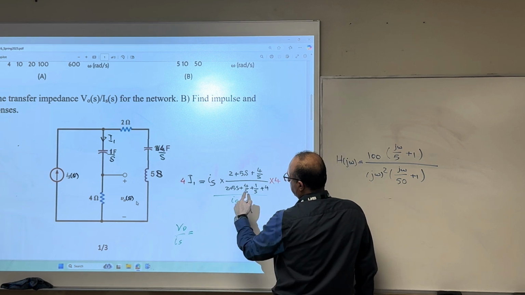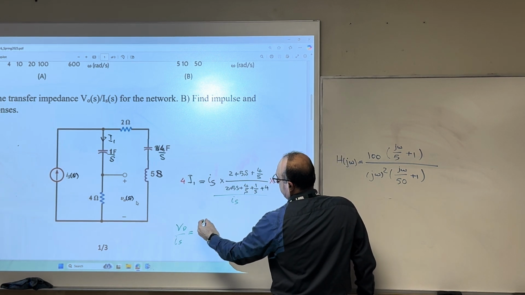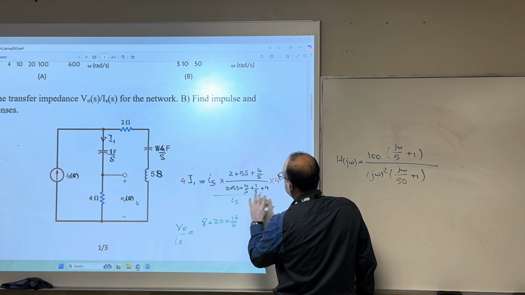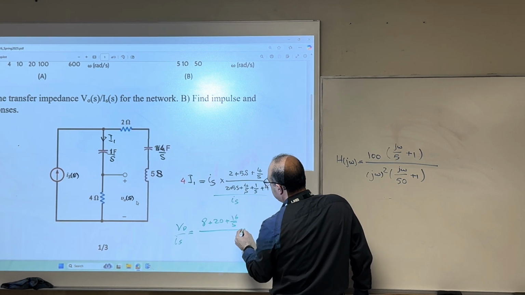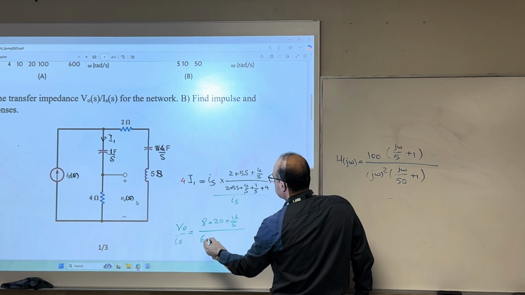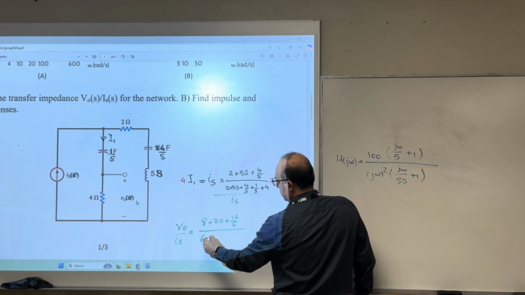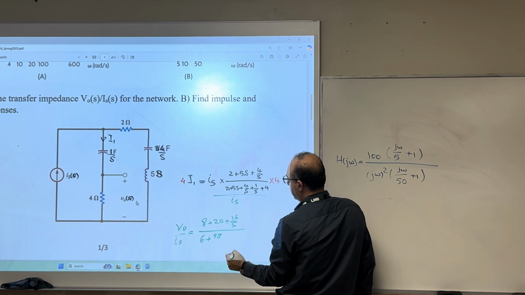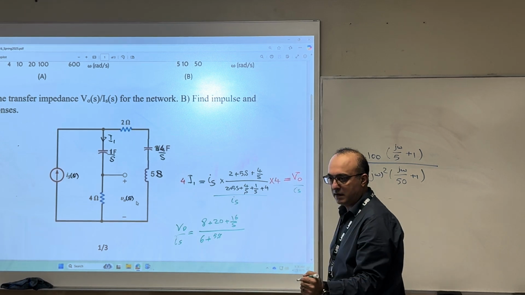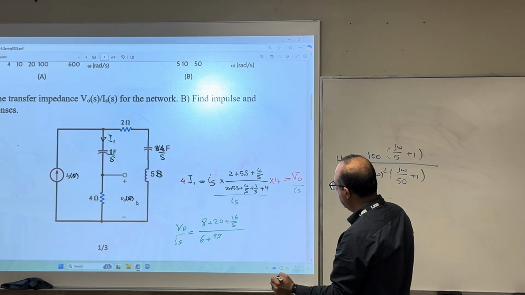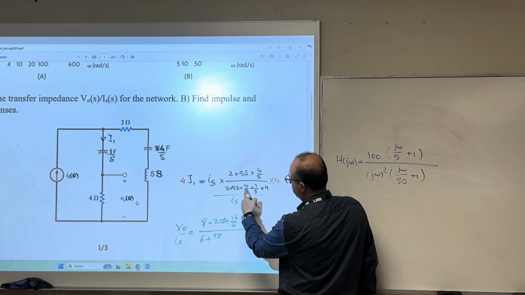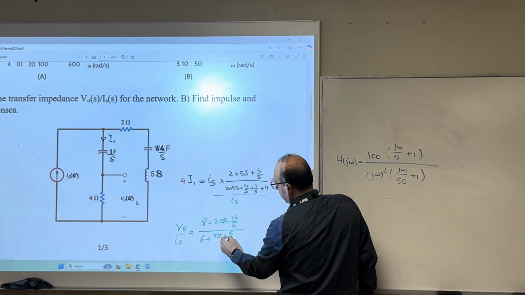This value is going to be 8 plus 20 plus 16S. I multiply 4 with these 3. These together are going to be 6. This is going to be still 5S. You forgot to put an S after the two. On the numerator, it's going to be 8 plus 20S. Yes, thank you. And this is going to be plus 5 over S.